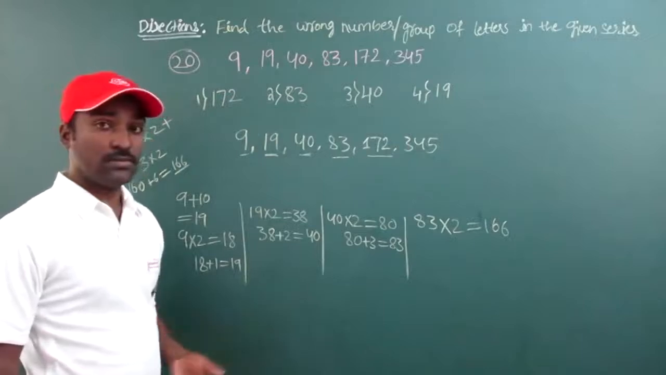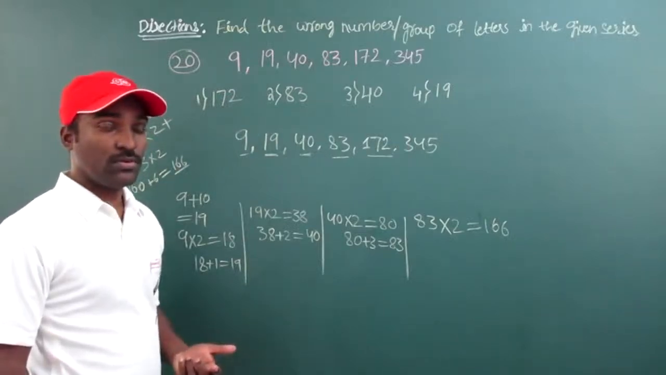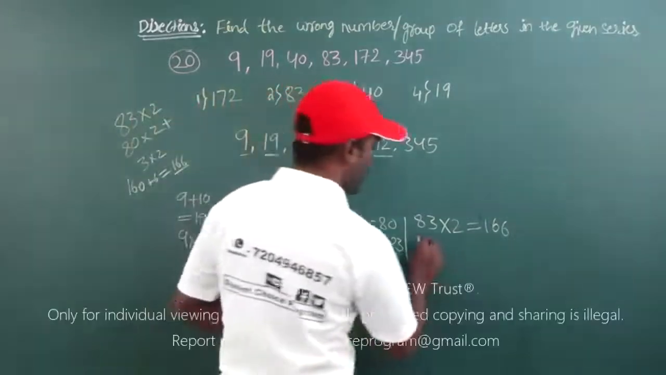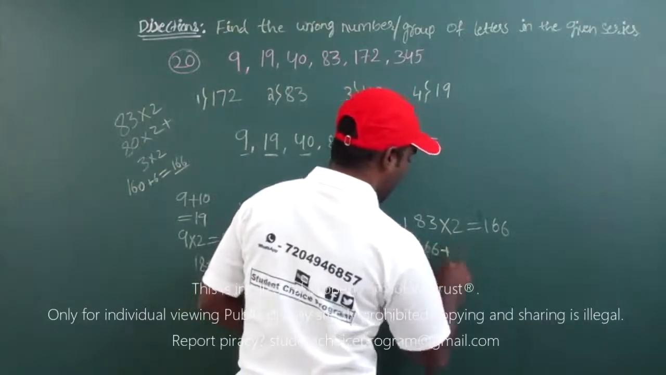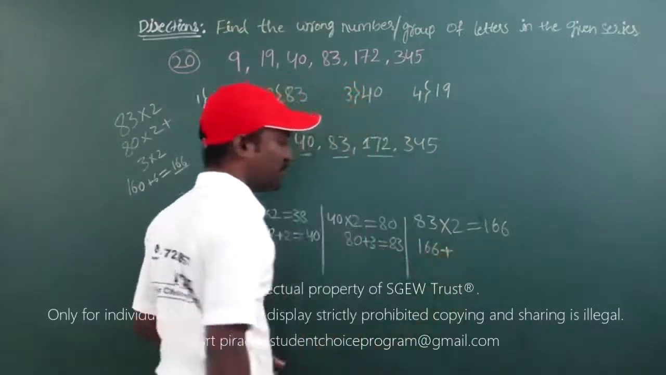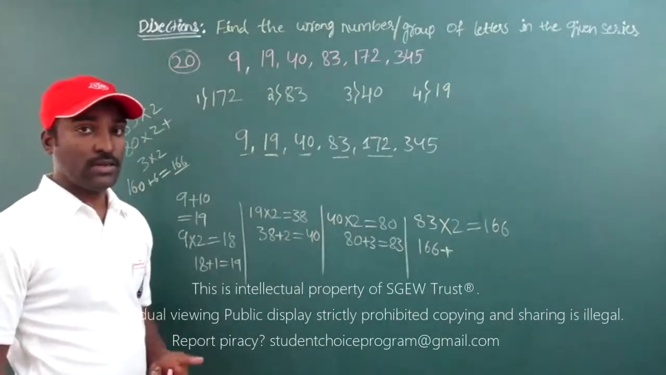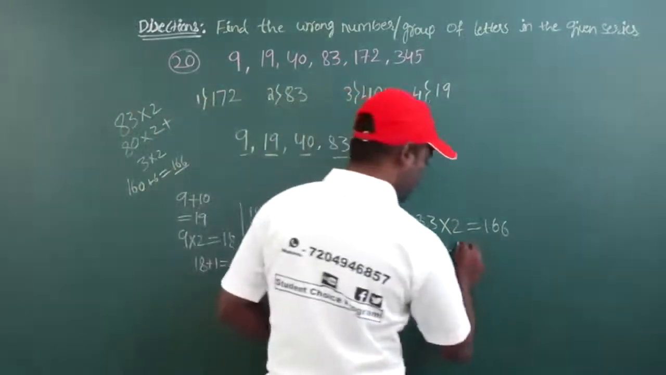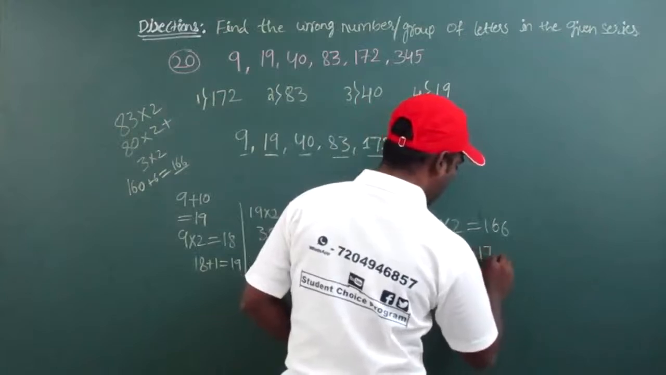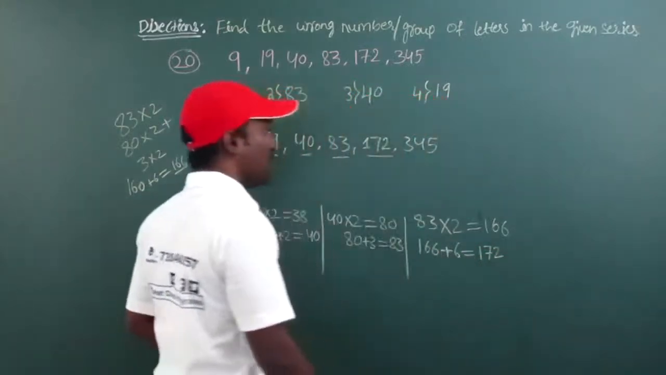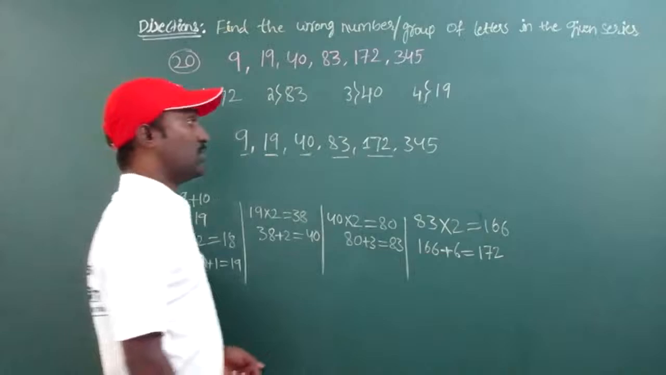166 plus how much should I add? I have to add 6. That will give me 172. Now I will move to the last number.